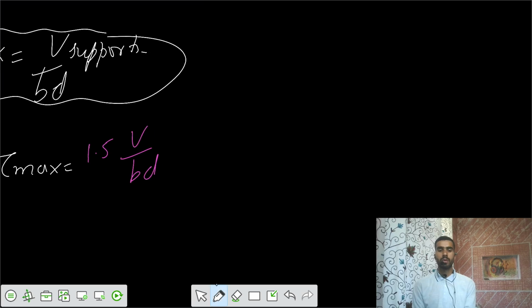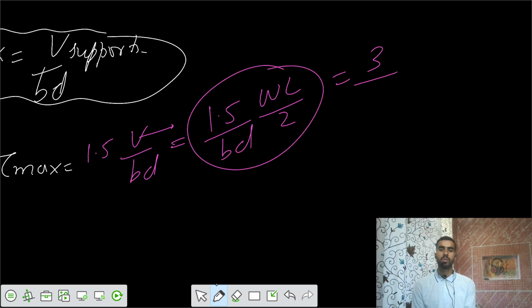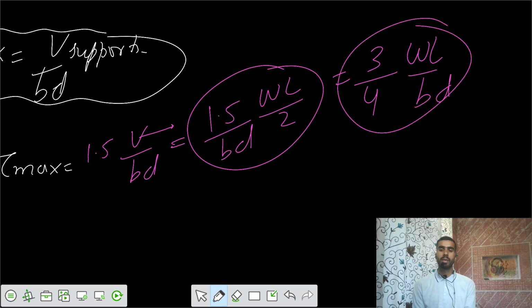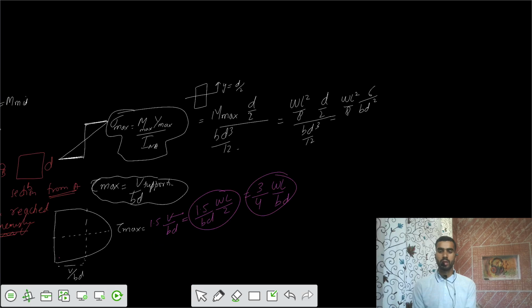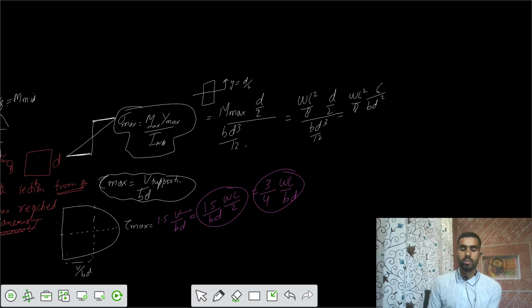And how much V max can we have? That maximum V equals W L by 2, divided by b d. So you got this value, 3 by 4 of W L by b d. So this is your tau max. So you got these values.